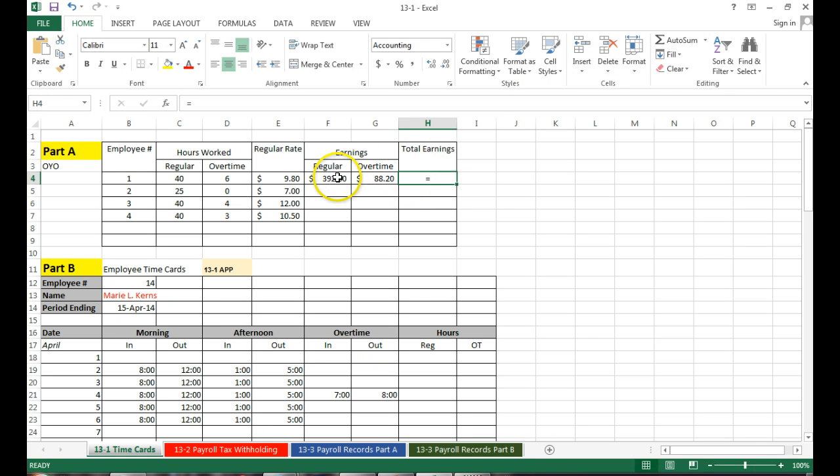I'm just going to quickly sum this up and select these two cells. So this is this person's total earnings for this pay period or for this week. And what we're going to do is we're going to run all of these formulas down. Again, you have to go down to the bottom corner, drag it down, and this takes care of Part A.